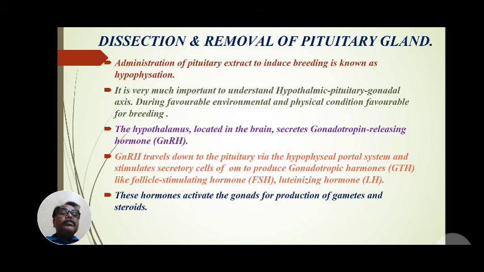It is very much important to understand the hypothalamic pituitary gonadal axis during favorable environmental and physical conditions, favorable for breeding. The hypothalamus, located on the ventral side of the brain, secretes the gonadotropin releasing hormone, that is GnRH.